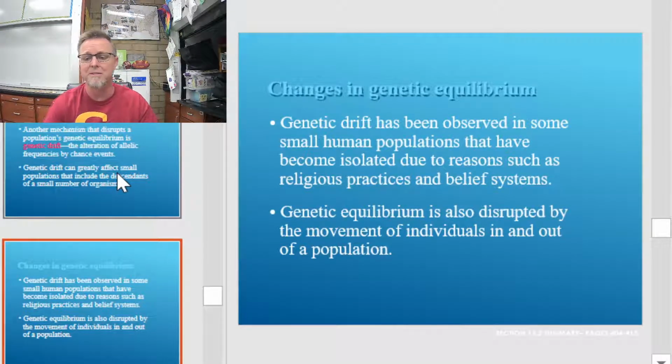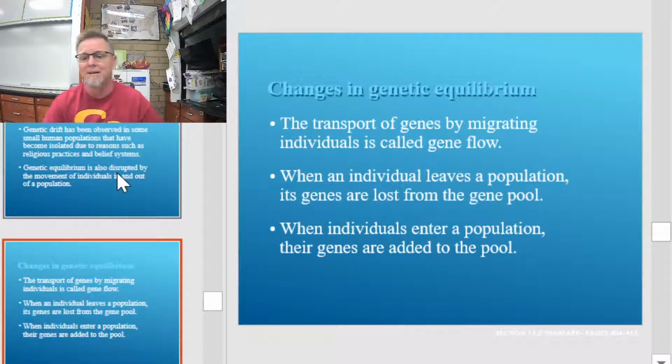Genetic equilibrium is also disrupted by the movement of individuals into and out of a population, because if I leave the population, I'm taking my genes with me, right? And if I enter a new population, well, then I'm bringing my genes with me, and you just got to deal with what I bring, okay? The transport of genes by migrating individuals is called gene flow, okay?